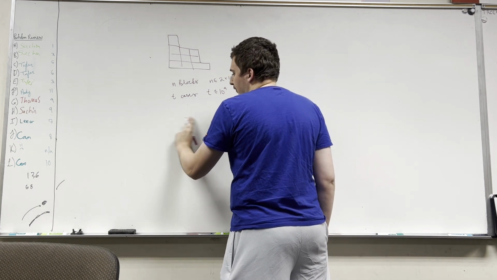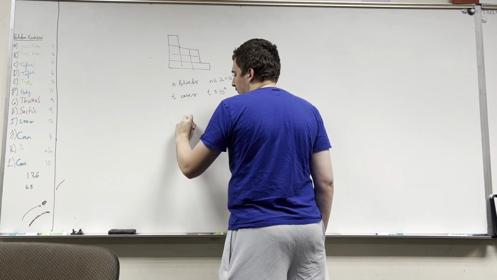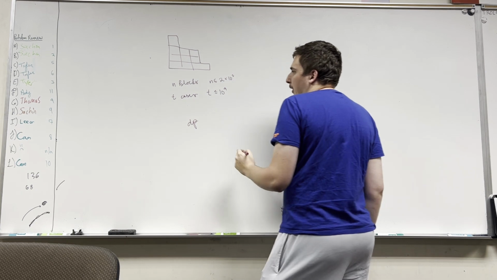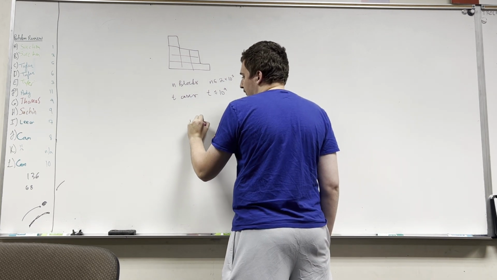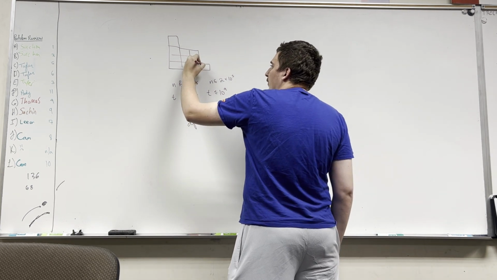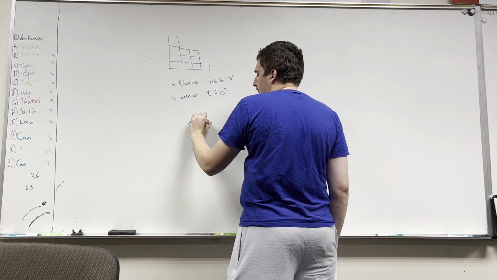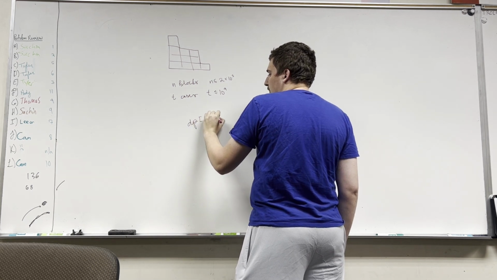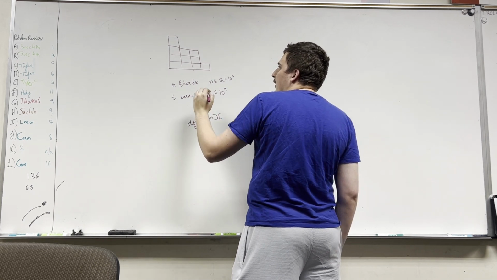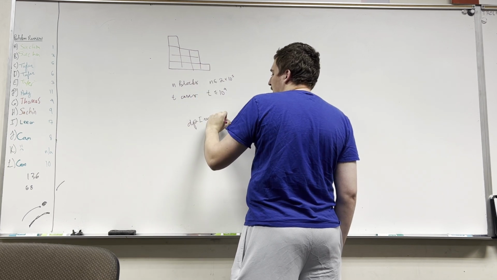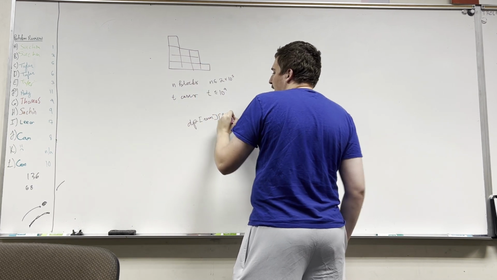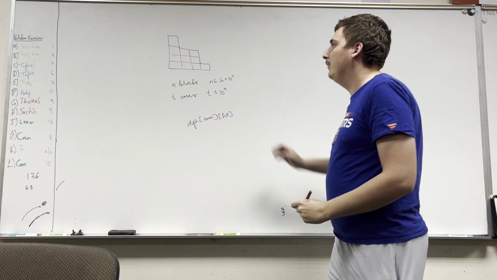What we can do is form a DP, where our DP is going to store how many blocks we have remaining and what is the current height. And we're going to try building this from right to left.